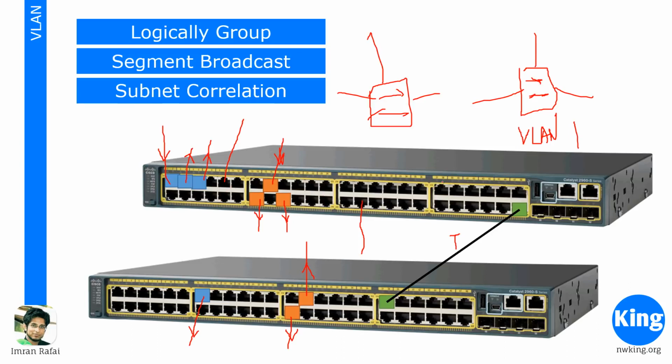So if I send anything out of one of the ports, it'll all come out of the other ports, and these blue are part of another VLAN, and these reds or oranges are part of another VLAN, right? So this is how it works. Effectively, it logically breaks the network, it segments broadcast like we discussed, and each of these subnets or each of these VLANs will have to have its own separate network for communication.